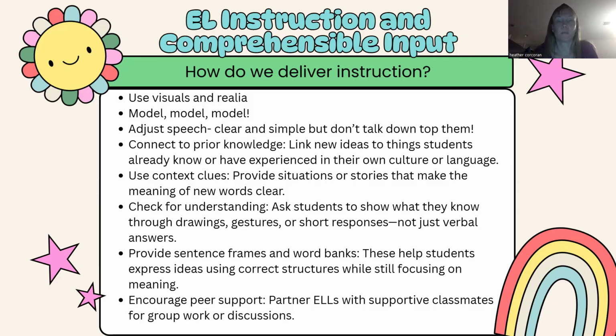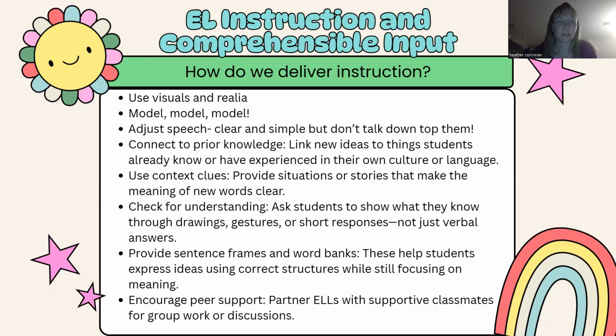The second point here: model, model, model. We're not just simply explaining it. It's that show me, don't tell me. We're going to back everything up with demonstration. We're going to model for them what we want them to do to help them make connections with that word. They could be acting it out, or doing gestures. So you just want to make sure that whatever you're asking them to do, you're modeling it for them first.